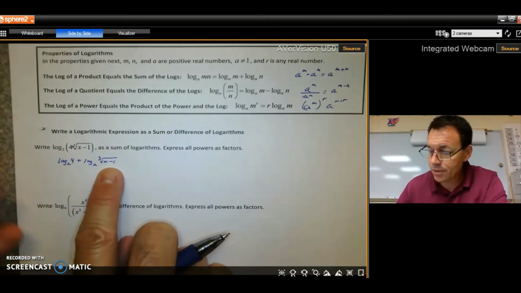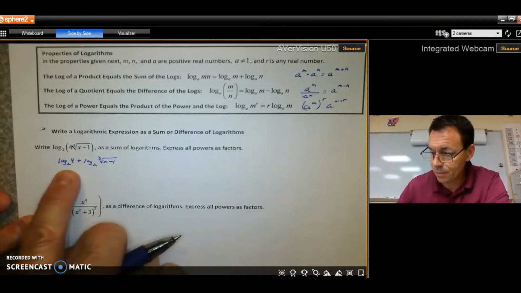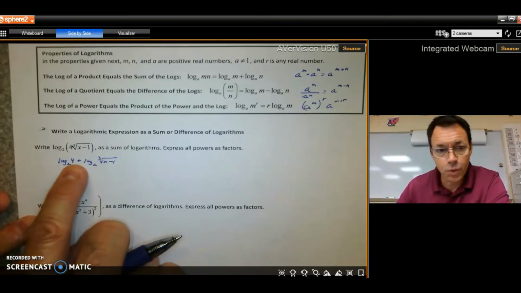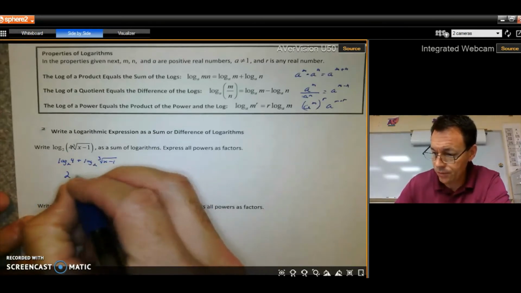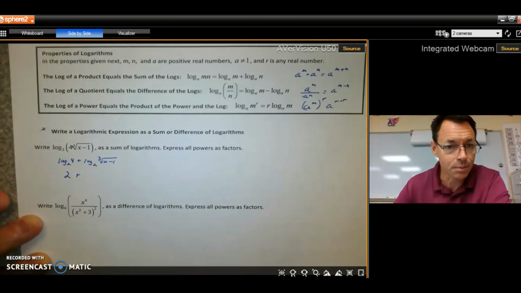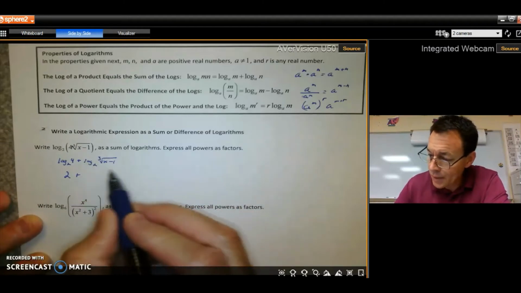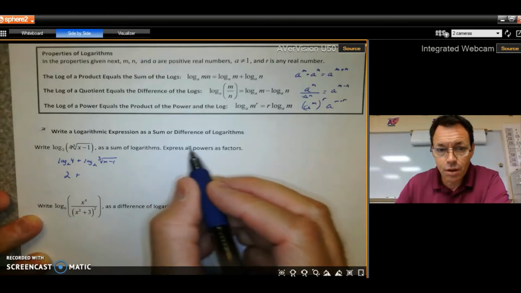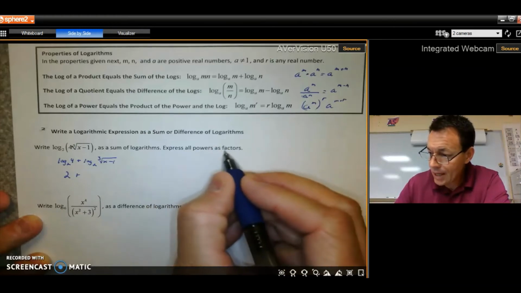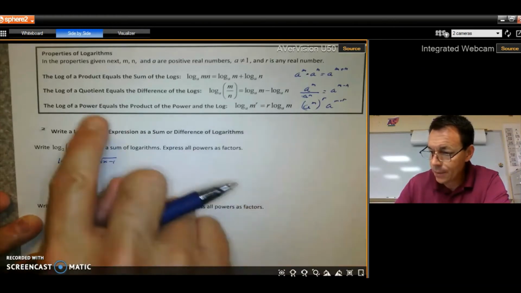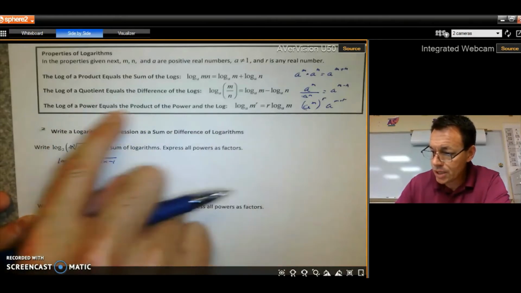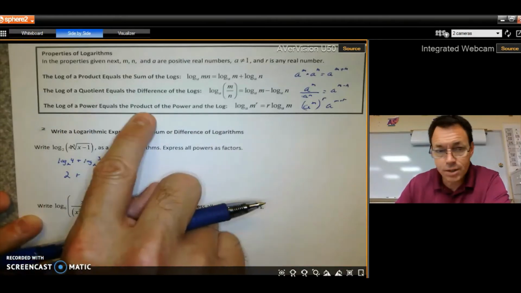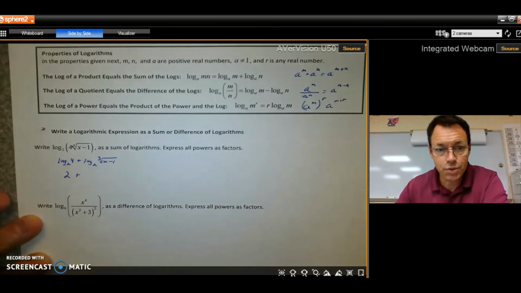Now, there's a couple simplifying things we can do here. This one simplifies: the log base 2 of 4. What exponent would you raise 2 to get 4? Well, that'd just be 2. So that simplifies all the way down to just a number. But this one we may have to think about. If you look back at the directions, it says express all powers as factors. Well, that's this rule. This rule says if you have a power, you can write it as a product. Well, products mean you have two factors.